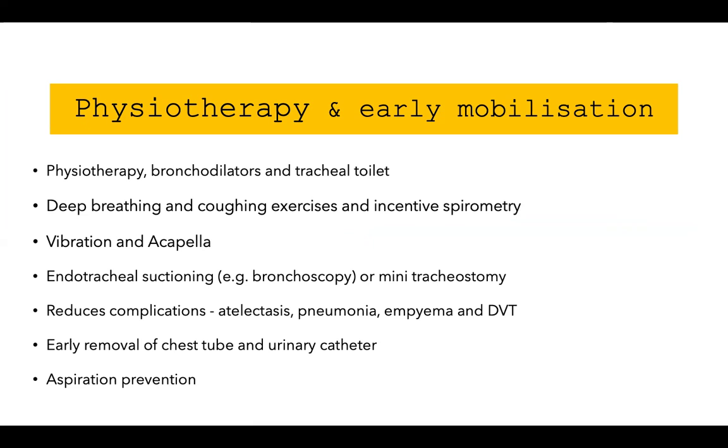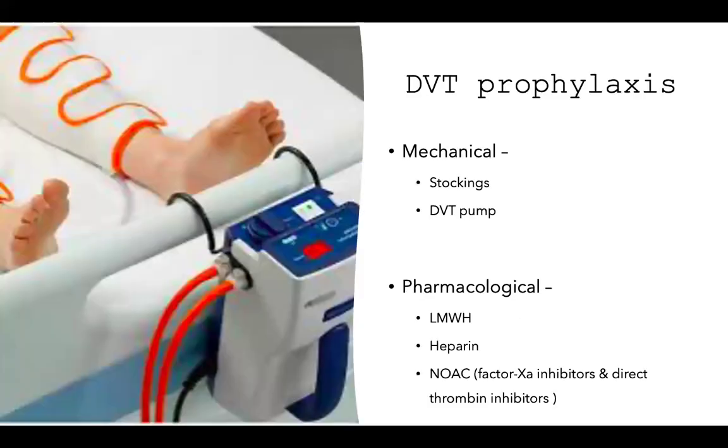The standard practice is for early removal of chest tube and urinary catheter that helps for active mobilization of these patients. But the aspiration will be a concern when you have to do good physiotherapy, good coughing exercise to prevent aspiration. DVT prophylaxis, like any other standard patients, we can consider mechanical options, stockings, DVT pump, you can consider pharmacological, LMWH, heparin, and NOAC. Usually in thoracic surgery patient, because by day one the patient will be mobilized, better to go with a stocking rather than DVT pump.